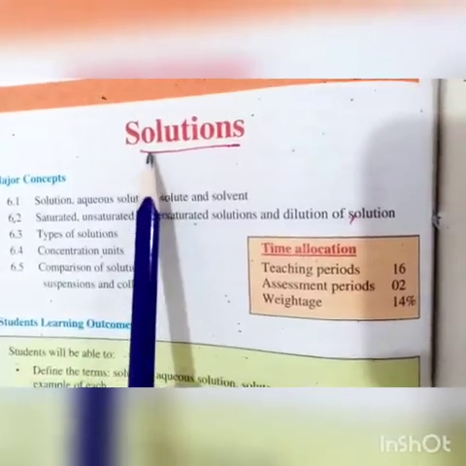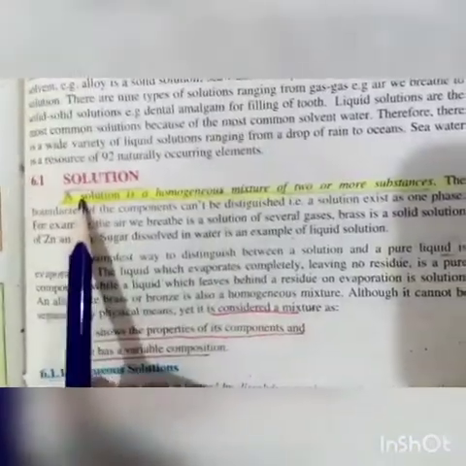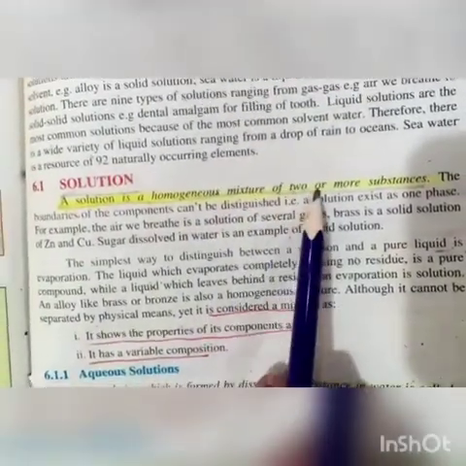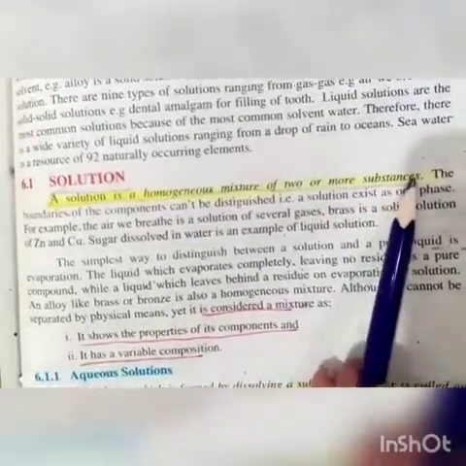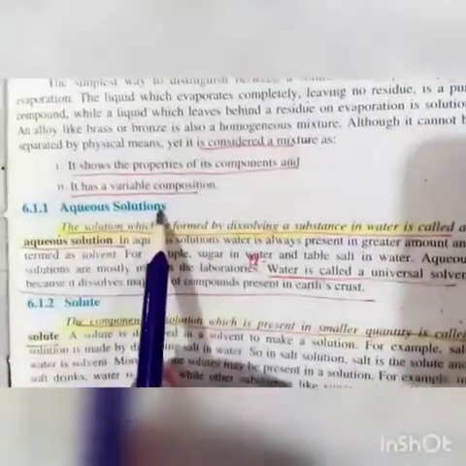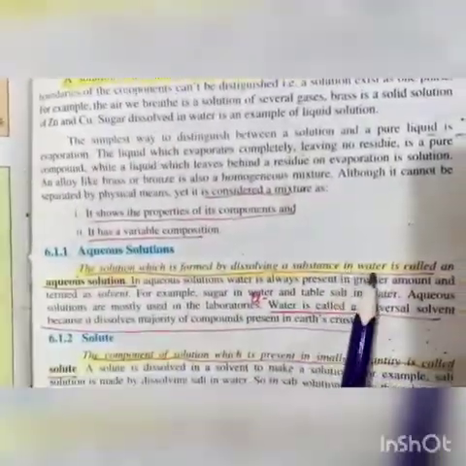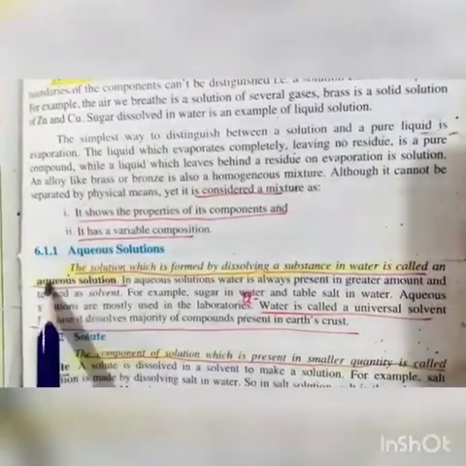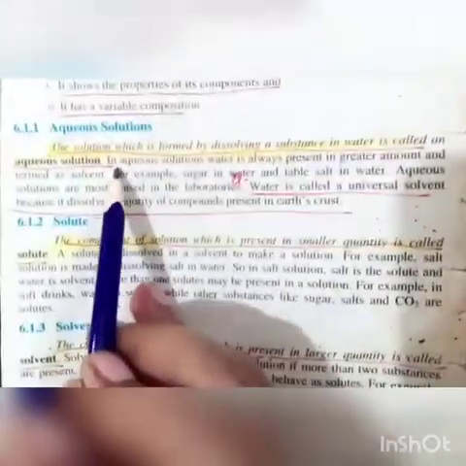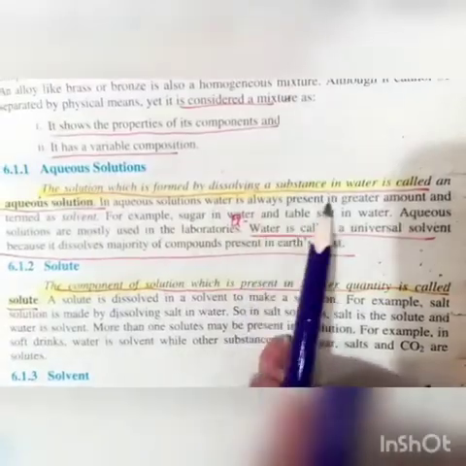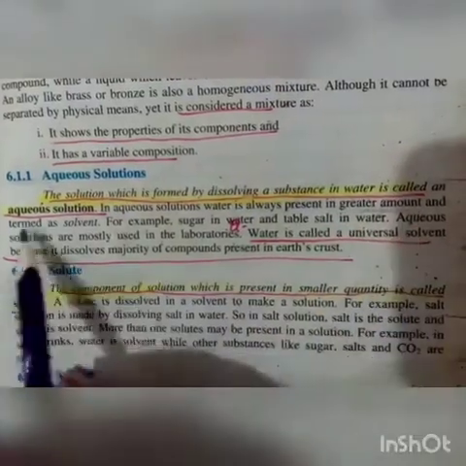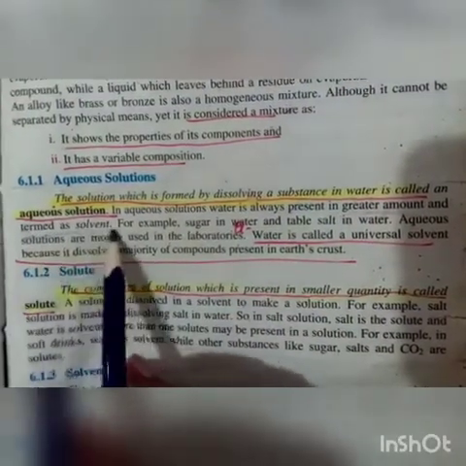बच्चों आज हम रिवाइज करेंगे चैप्टर नंबर 6 सोल्यूशन। सबसे पहले, a solution is a homogeneous mixture of two or more substances. Aqueous solution. The solution which is formed by dissolving a substance in water is called an aqueous solution. In aqueous solution, water is always present in a greater amount and termed as a solvent.